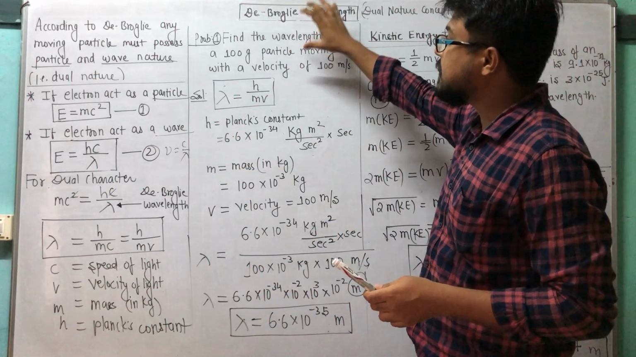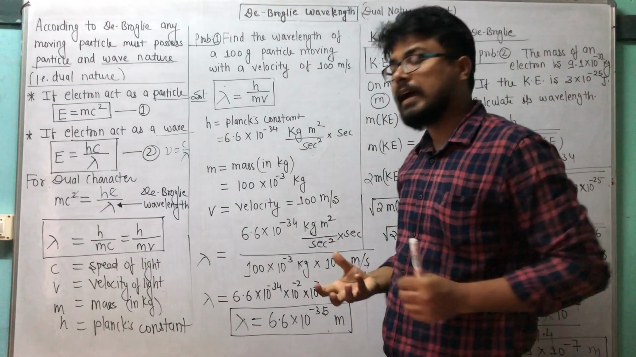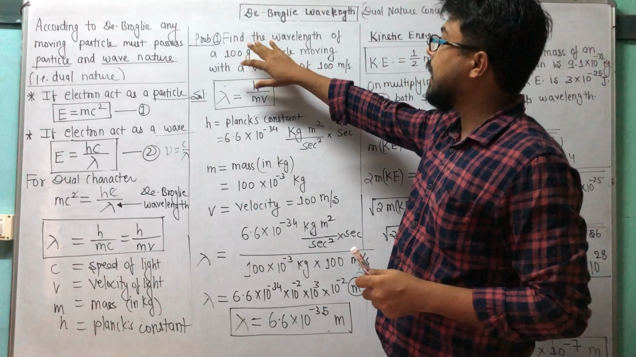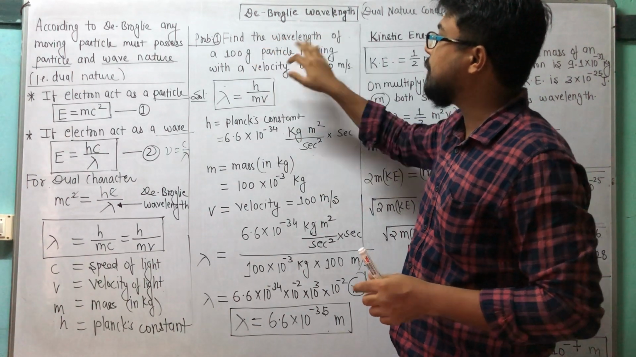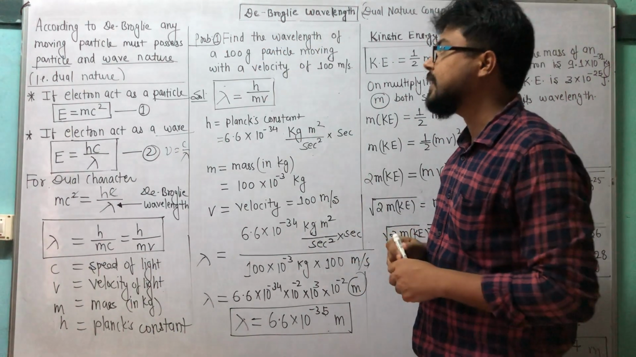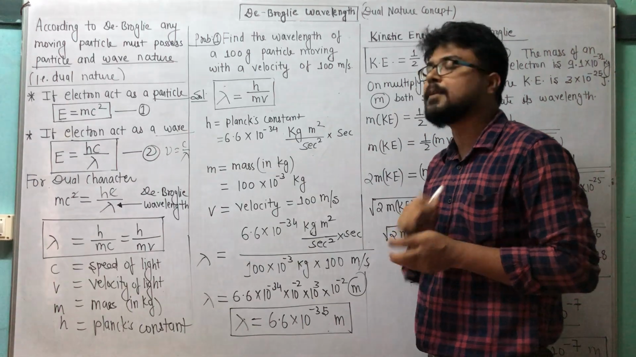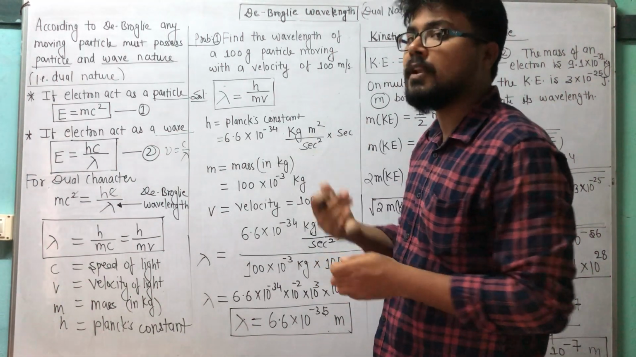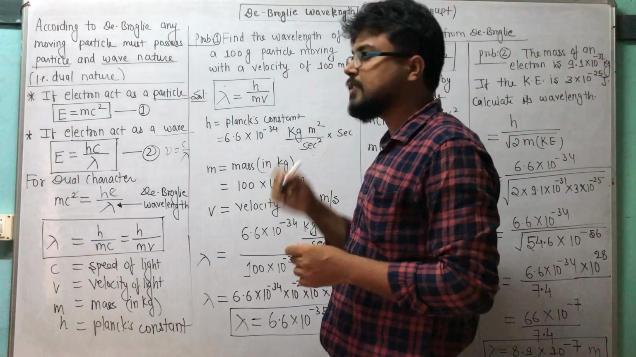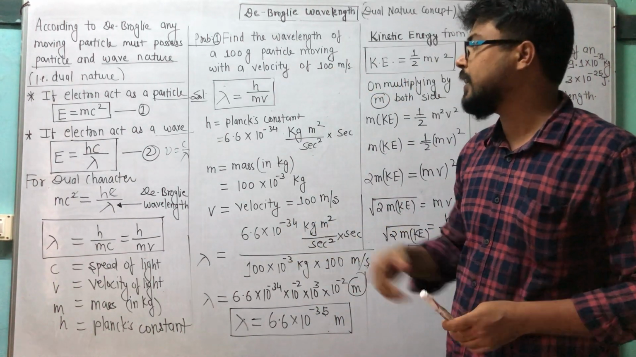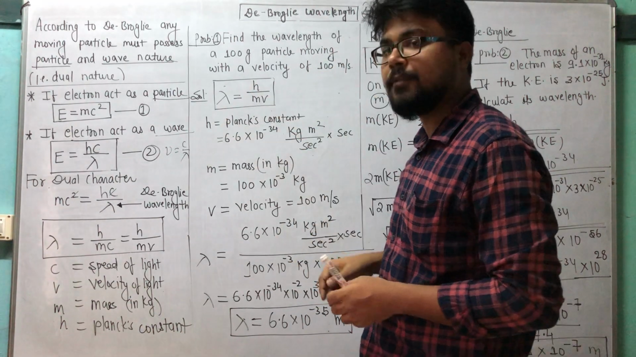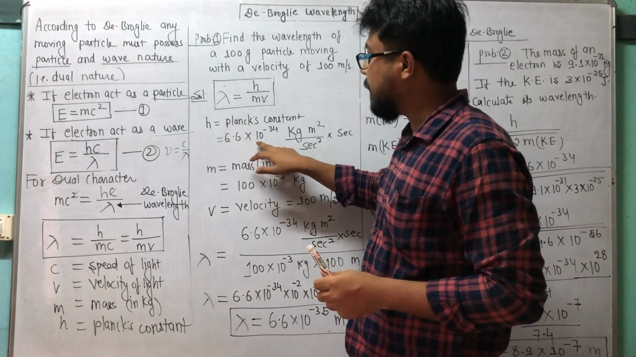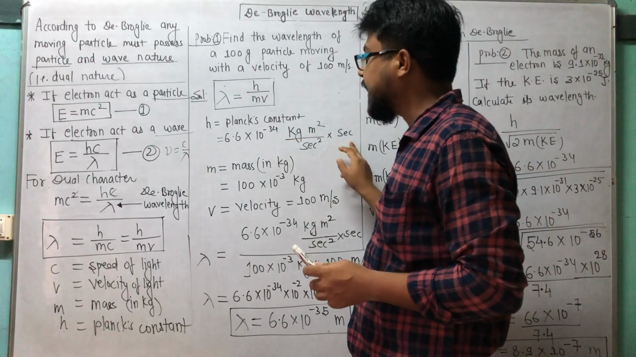Now it's a simple problem. How can I attempt the numerical approach for De-Broglie wavelength? See here, one question is there. Find the wavelength of a 100 gram particle moving with the velocity 100 meter per second, correct? He is asking about wavelength, meaning De-Broglie wavelength, because velocity is involved. So I will calculate De-Broglie wavelength. Lambda equal to h upon mv.